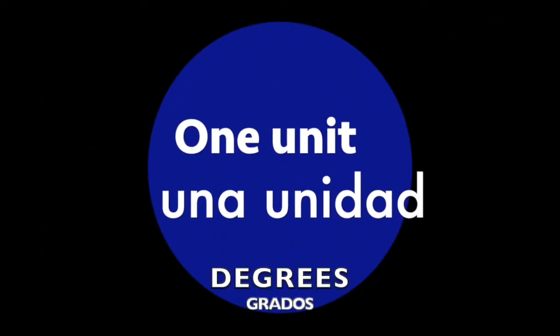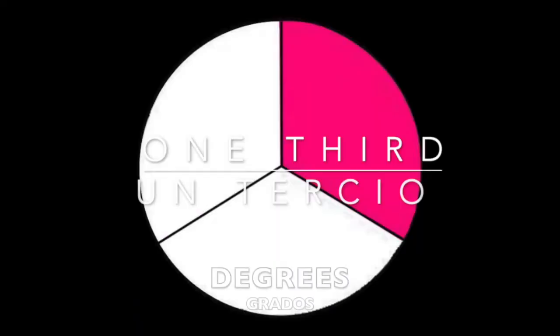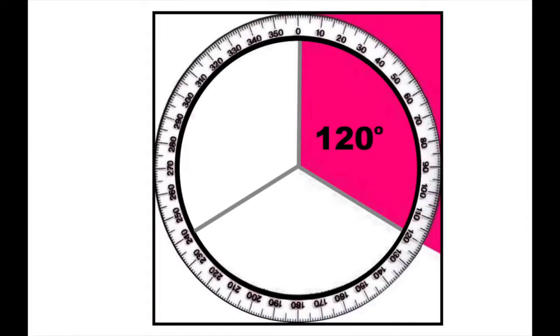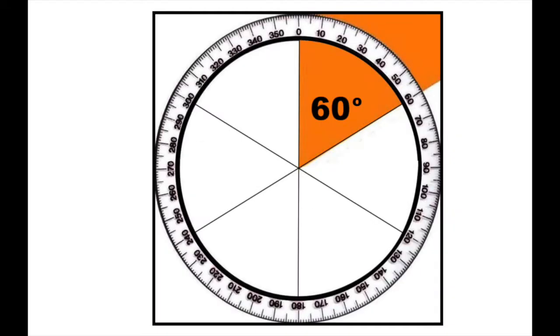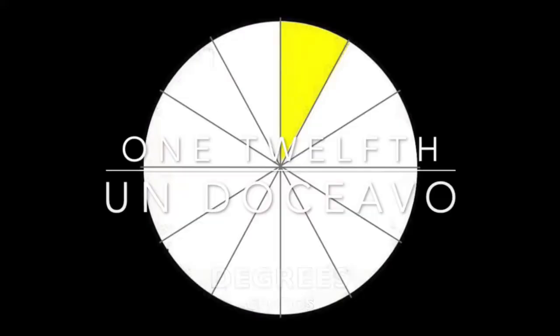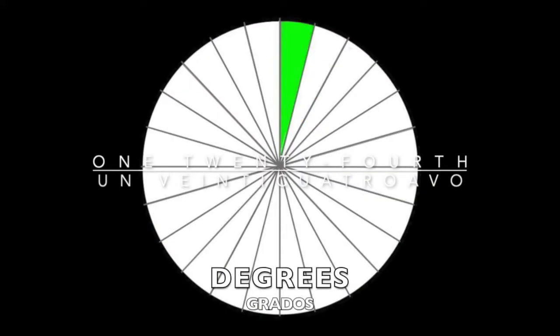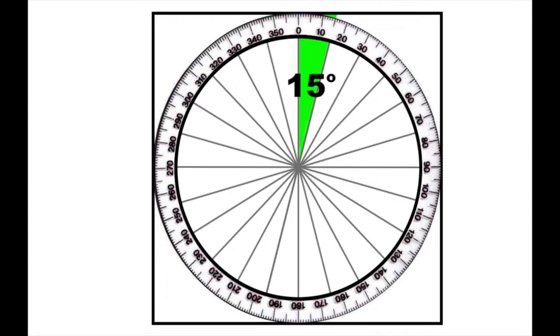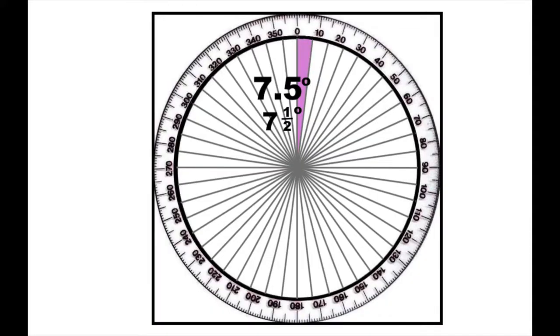1 full rotation, 360 degrees. 1/3 rotation, 120 degrees, 1/6 rotation, 60 degrees, 1/12 rotation, 30 degrees, 1/24 rotation, 15 degrees, 1/48 rotation, 7.5 degrees.